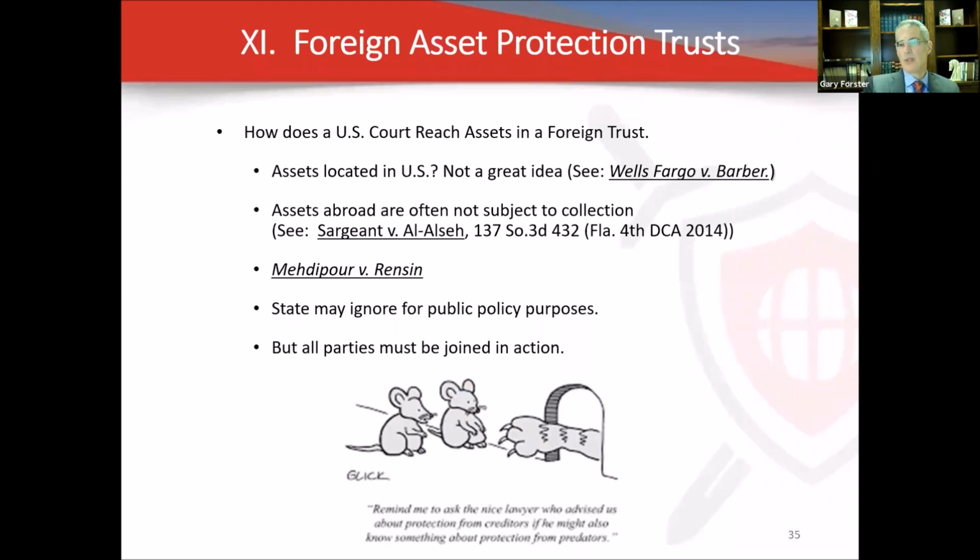We go through some of the issues. The way a court accesses a foreign asset protection trust is a fraudulent transfer. So if you have a fraudulent transfer like you did with Wells Fargo and the assets are here, they're going to use the fraudulent transfer act. In Wells, they didn't even use the fraudulent transfer act. They just completely ignored the whole thing and took the Florida securities account and everything else.